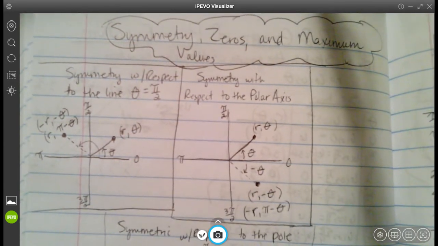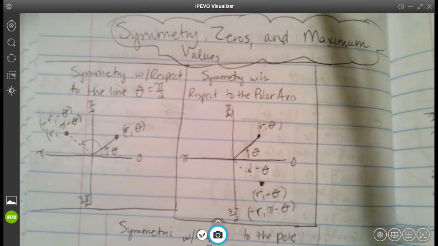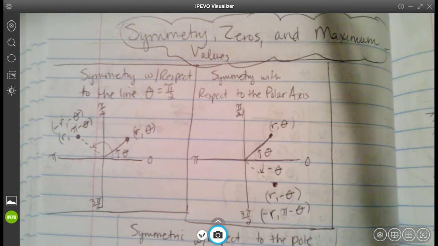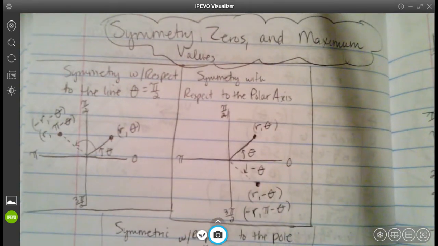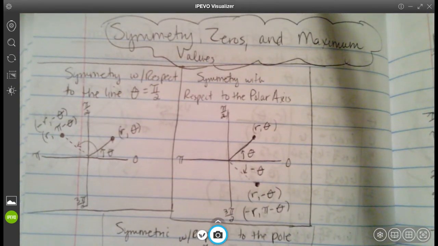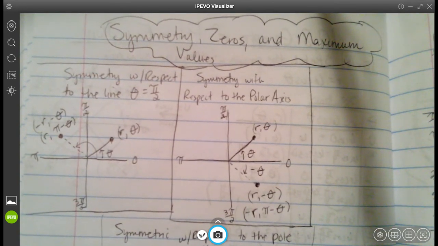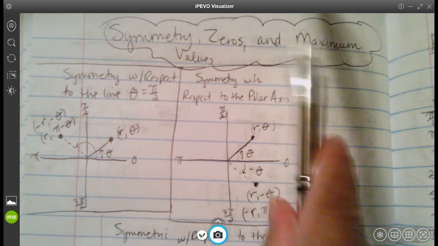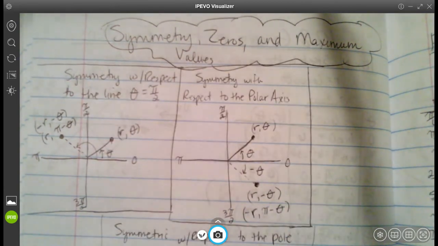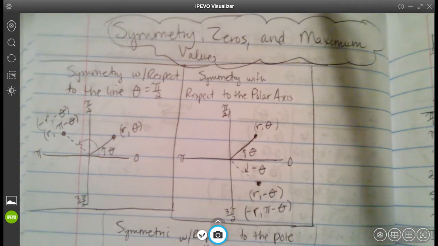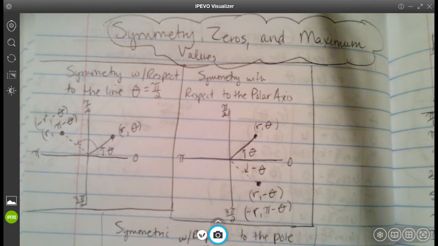This is symmetry, zeros, and maximum values. This kind of goes back to a little bit of what we did in the first semester with symmetry. We talked about symmetry with the x-axis, the y-axis, and the origin. We know that the symmetry over the y-axis is known as even symmetry, where you kind of have a reflection going over this way. When you have symmetry over the origin, it's almost diagonal. Then we just have symmetry over the x-axis.